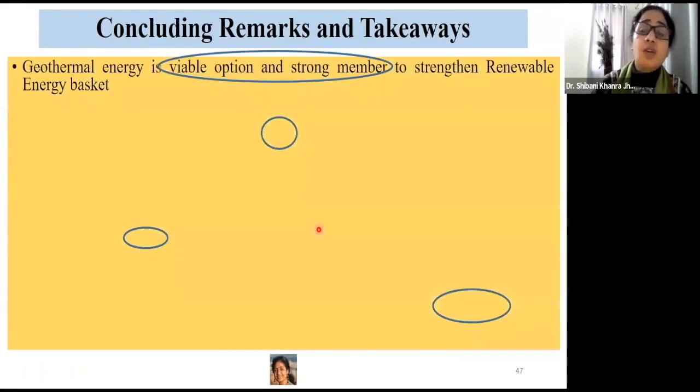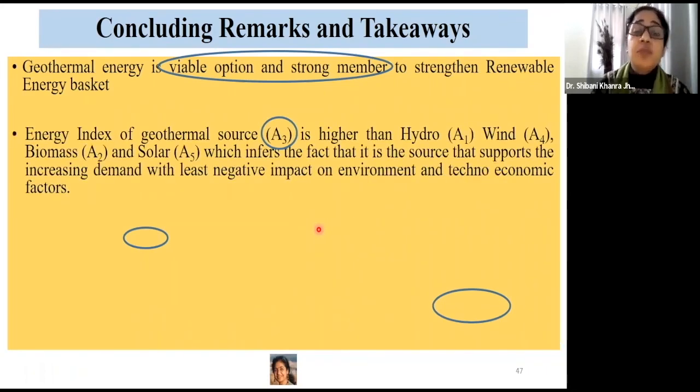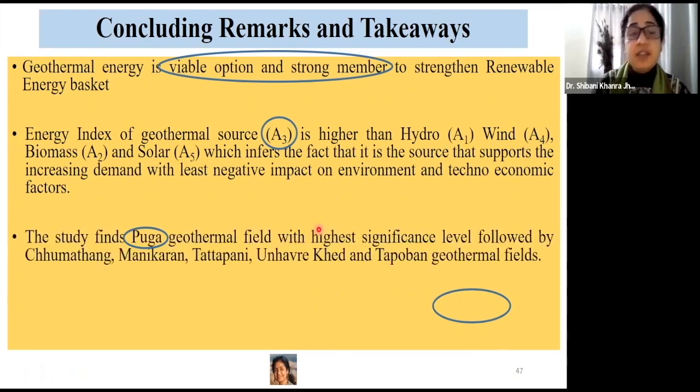So let me conclude this entire study with some of the takeaways which we understand from this lecture itself. We could understand that geothermal energy is a viable option and a strong member to strengthen the renewable energy basket. The energy index of the geothermal source, which was indicated here as A3, is higher than all other renewable sources like hydro, wind, biomass, and solar, which again infers the fact that it is the source that supports the increasing demand with the least negative impact on environmental and techno-economic factors.